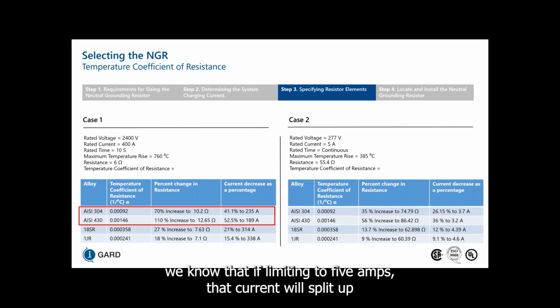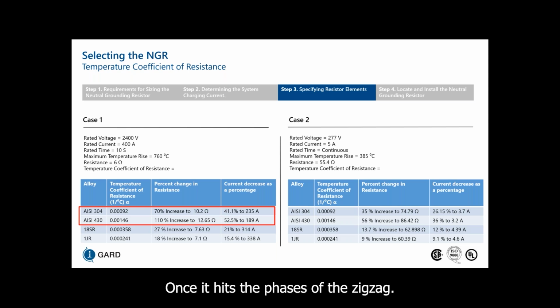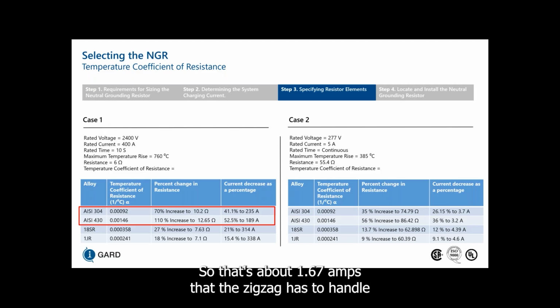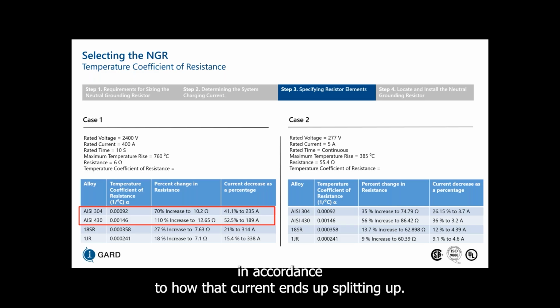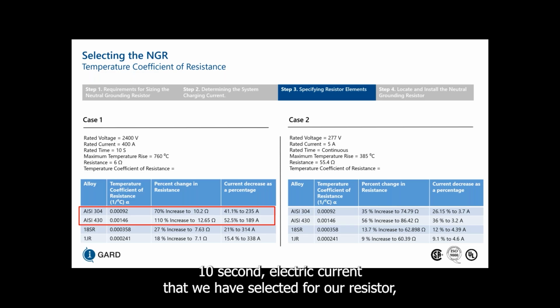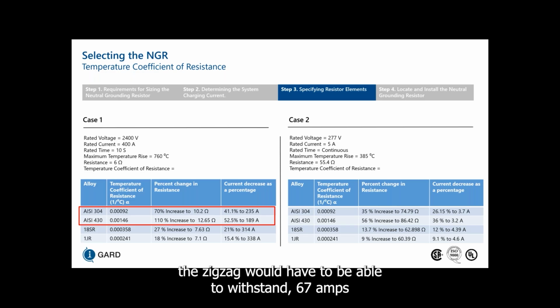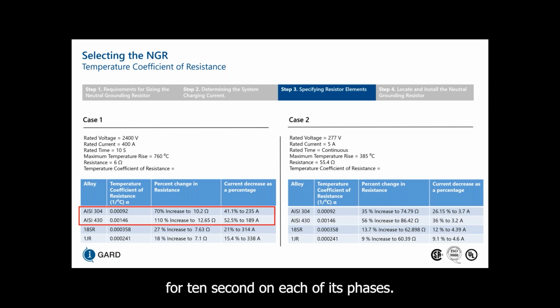We know that if we're limiting to 5 amps, that current will split up into 3 sections once it hits the phases of the zigzag. So that's about 1.67 amps that the zigzag has to handle for a continuous rating along its 3 phases. From that, you can basically size the zigzag in accordance to how that current ends up splitting up. For example, in the case of a 200 amp 10-second let-through current that we have selected for our resistor, the zigzag would have to be able to withstand 67 amps for 10 seconds on each of its phases.